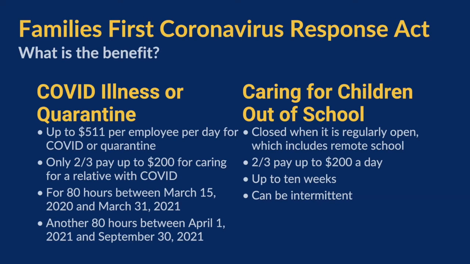So what's the benefit? If you had a COVID illness or quarantine, you get up to $511 per employee per day. What you do is use their average salary. If you are a sole proprietor, this is based on your Schedule C, line 31. You take that number, and there's a formula for developing a daily rate. Keep in mind, we're going to talk about how you do this. This isn't necessarily you getting out your calculator, right? But that's how much it is.